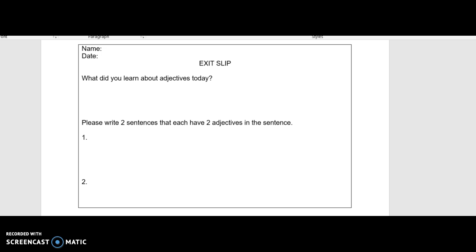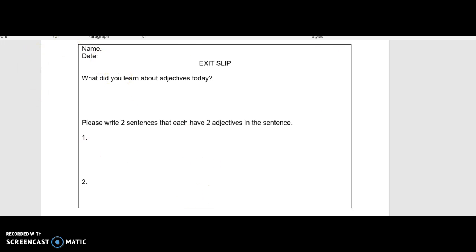And then I want you to write 2 sentences. And for each sentence, I want you to have 2 adjectives in the sentence. So I want 1 sentence with 2 adjectives, and then a second sentence with 2 adjectives. So, for example, for number 1, don't write this, but you could write, the big yellow dog went to the park. So then you have your 2 adjectives in that 1 sentence. You have big and you have yellow.